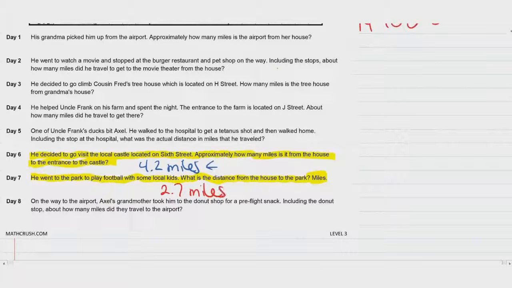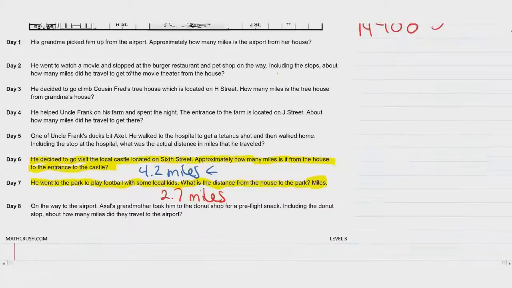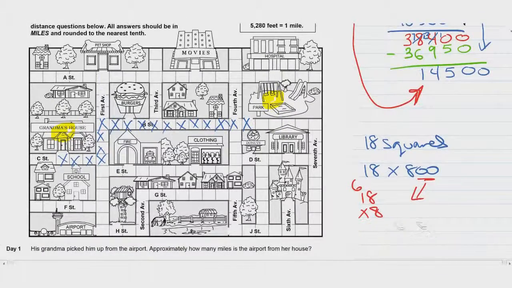And guess what? We only have one more problem left and we will be finished. Let me clean this up really quick.